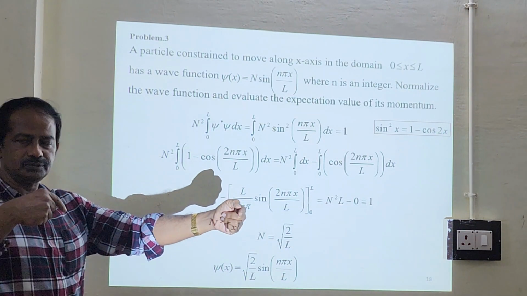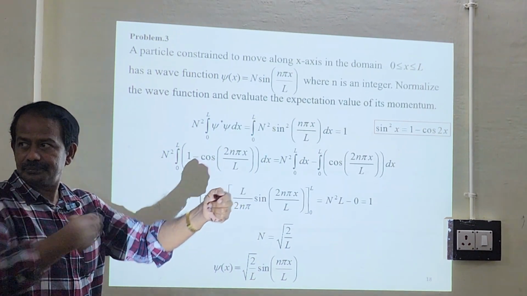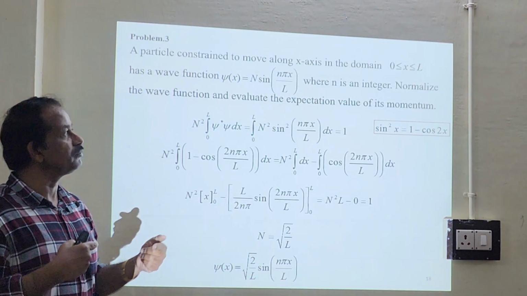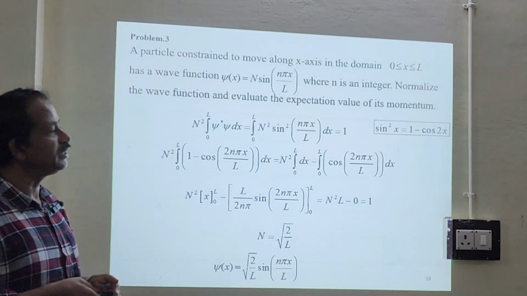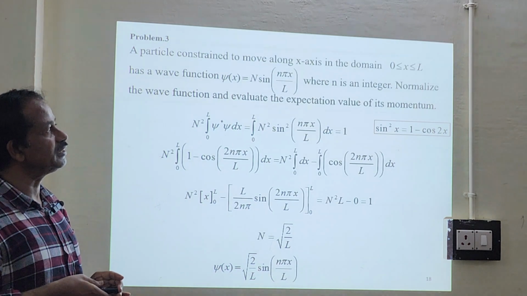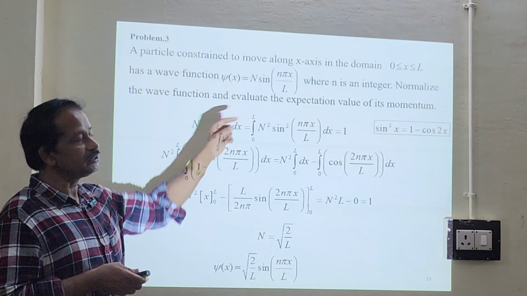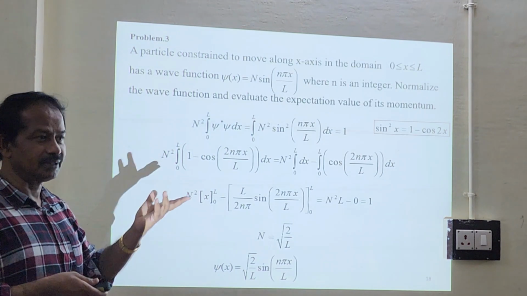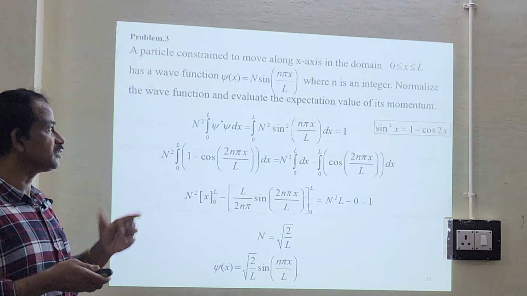Okay, so you have 0, here L is there, the particle moves between 0 and L. So this is a one dimensional problem, we will say always. It has a wave function N sin(n pi x by L), where n is an integer. Now we are going to normalize it. Second, we are going to evaluate the expectation value. So we are going to normalize and we are going to find out the expectation value.